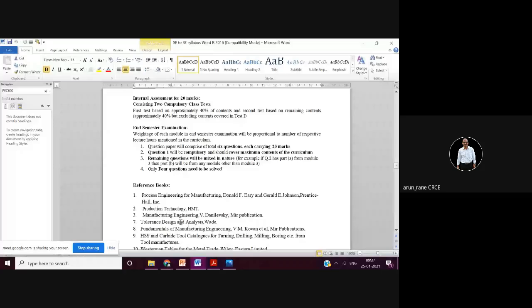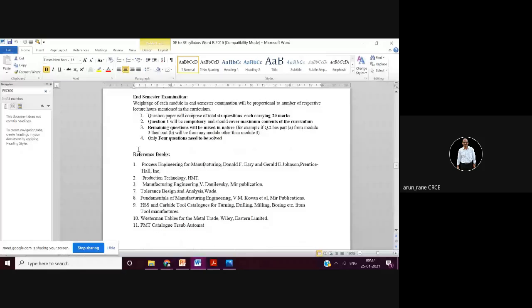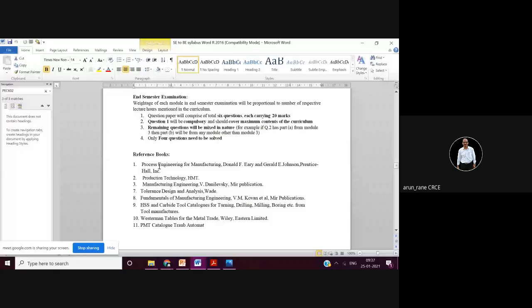That is 6 questions. Question number one is compulsory, and then most of the process engineering, product engineering, tolerance, that is module one. This module one, and then module two and module three are covered in this book, that is process engineering and manufacturing by ARI, and we have plenty of copies in our library. Then the next question is operation planning, process planning.